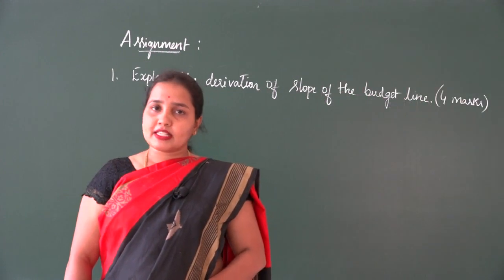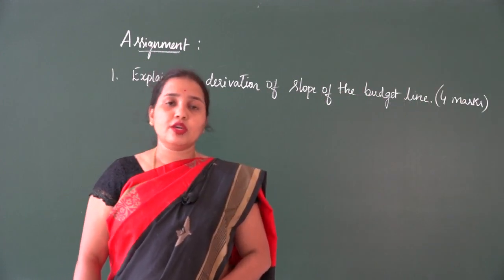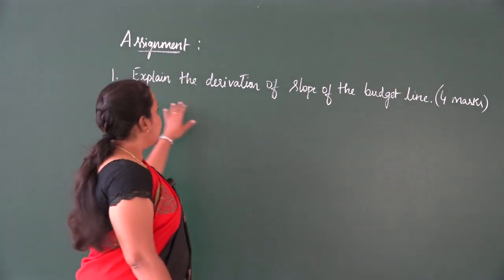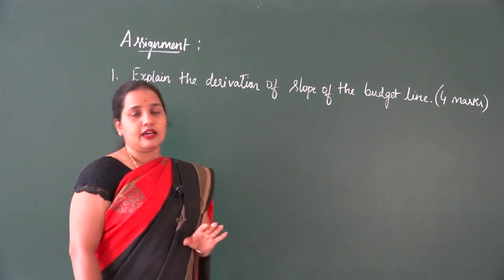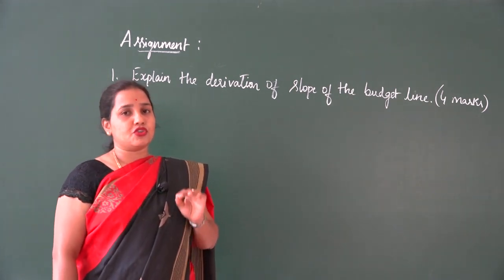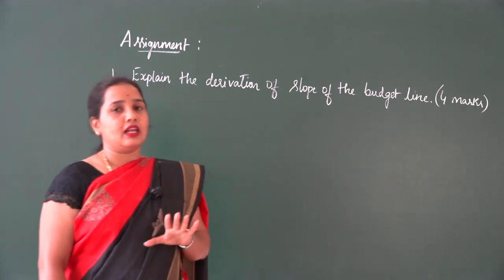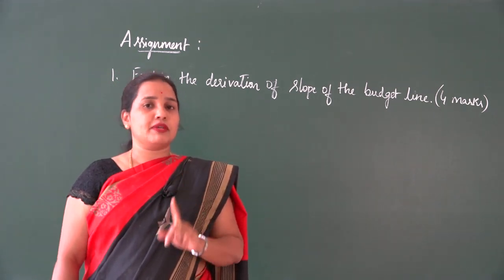Based on the topics that we have taken for today, I am giving you one assignment question, which we have considered at the last part. Explain the derivation of the slope of the budget line, which you need to explain with the help of the diagram where we have considered 2 points all along the budget line.